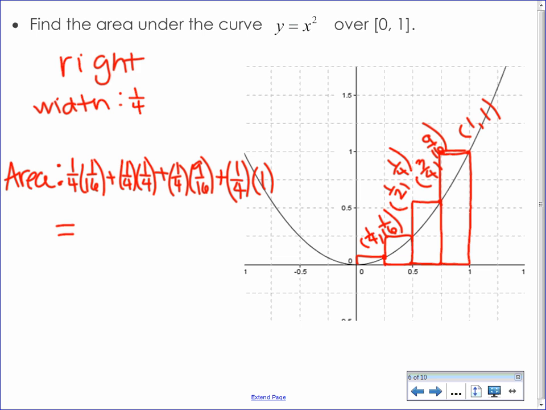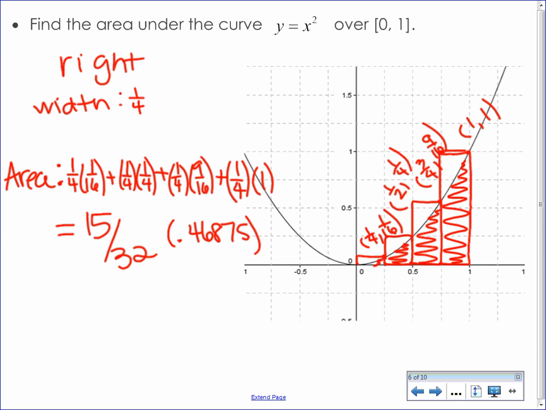So what's our area? 30/64, so 15/32. As a decimal, it'd be approximated to 0.468. This is an over approximation. What we want is the area under the curve, which would be this right here, correct? But we found the area of all those rectangles, so we added just a little bit more to what that actual area is.